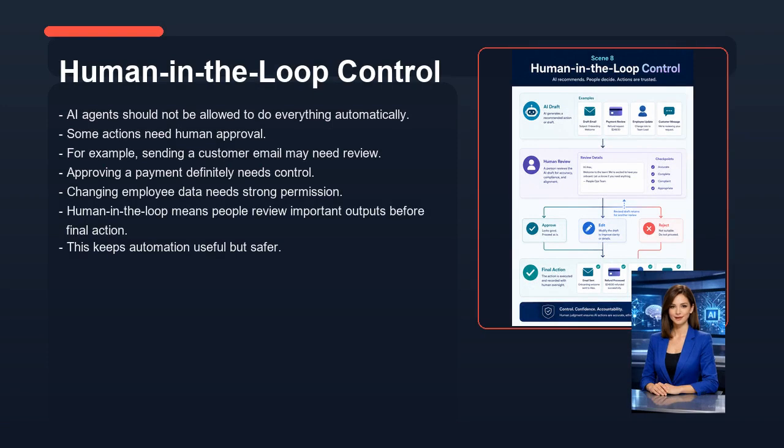Now let's look at human-in-the-loop control. AI agents should not be allowed to do everything automatically. Some actions need human approval. For example, sending a customer email may need review. Approving a payment definitely needs control. Changing employee data needs strong permission. Human-in-the-loop means people review important outputs before final action. This keeps automation useful but safer.